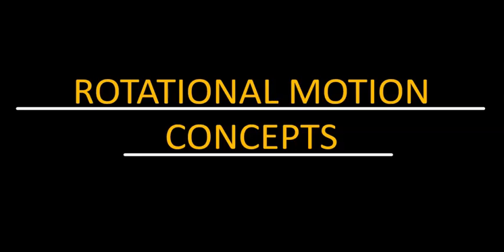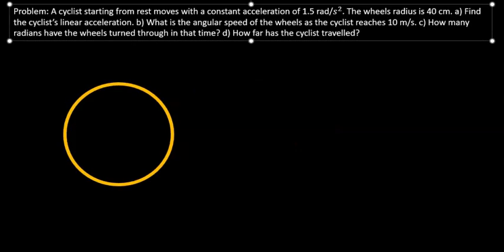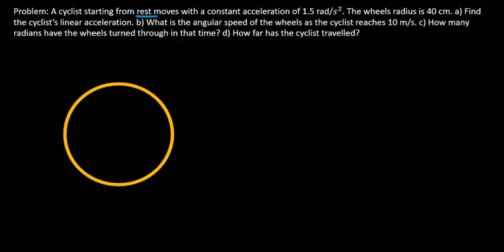In this video, we shall look at a few problems associated with crucial concepts in rotational motion. Problem 1. A cyclist starting from rest moves with a constant acceleration of 1.5 radian per second squared. The wheel's radius is 40 centimeters. Find the cyclist's linear acceleration.